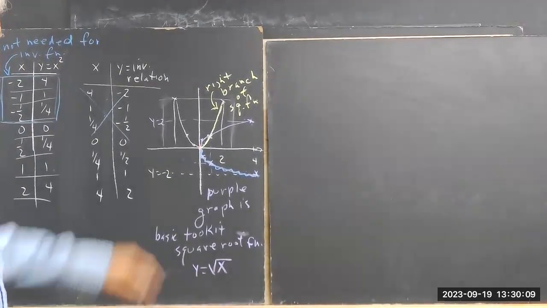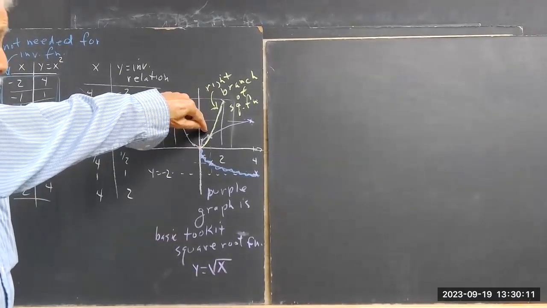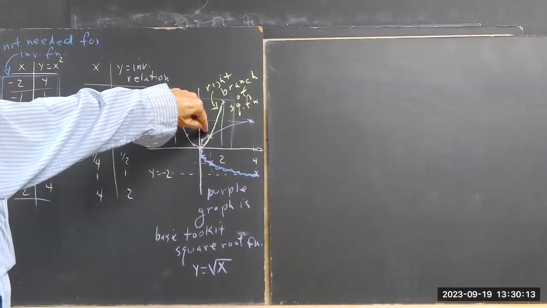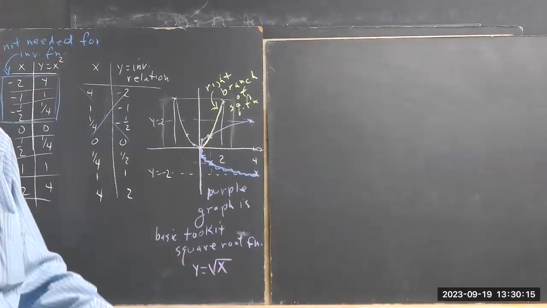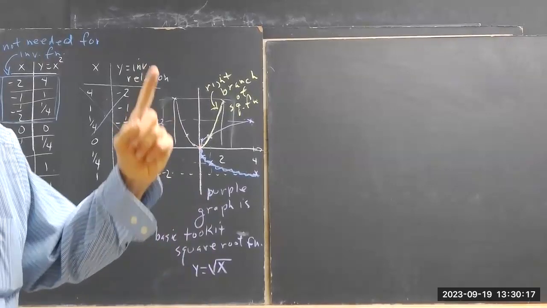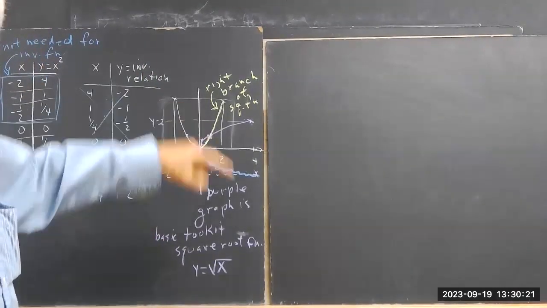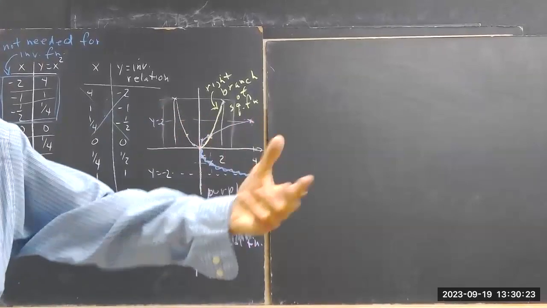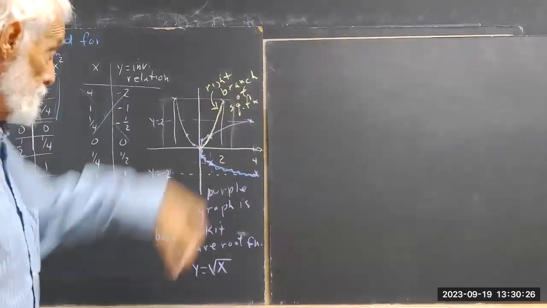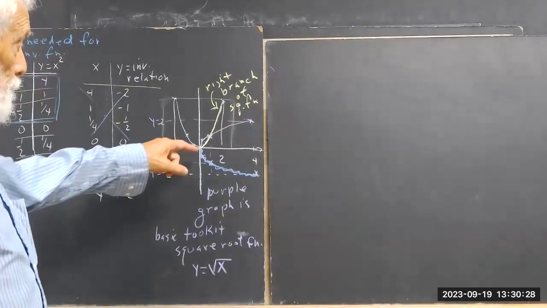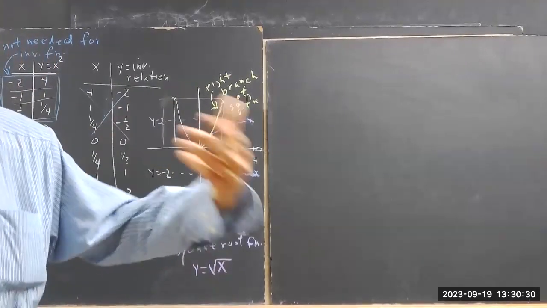Okay? I've got another point here. That's for x equals 1, right? What's the square root of 1? It's 1. Okay? And you got the point 1, 1 on the square root graph. If x is 1, y is 1, so you got the point 1, 1. You just constructed it.